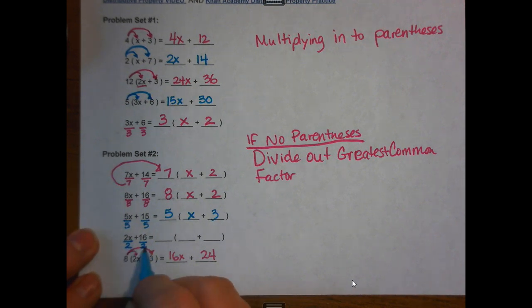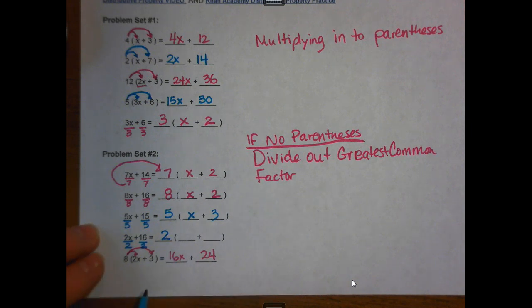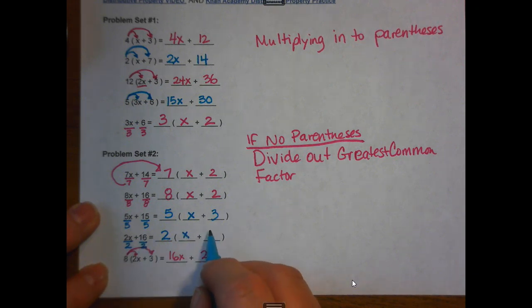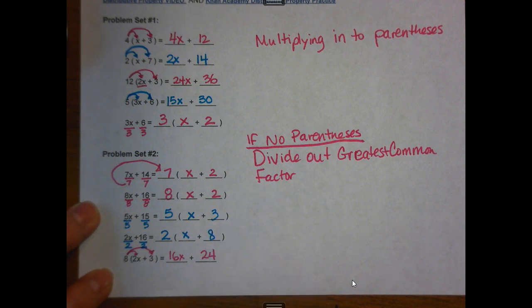I'm dividing it by 2 because that's the greatest common factor, so I'm going to put that on the outside of the parentheses. 2x divided by 2 gives me x. 16 divided by 2 gives me 8.